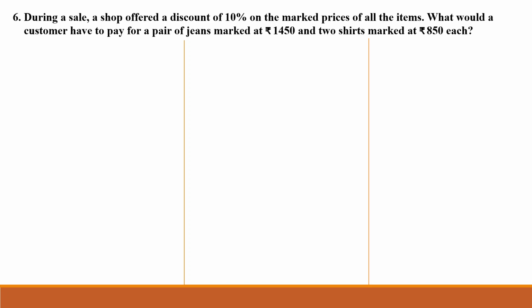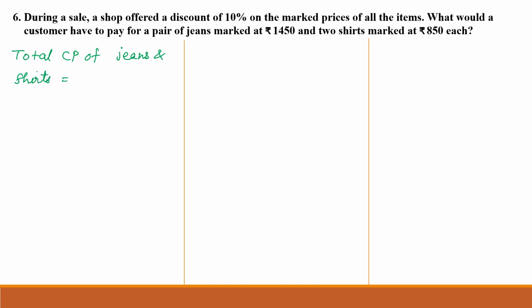Like in the previous example, the profit and loss were different, so we calculated them separately. Here in this question, we will calculate the total cost price in the beginning itself, and then we calculate the total selling price so that we can get the final answer. So let us begin for this question also. First of all, we will write the total cost price of jeans and shirts.